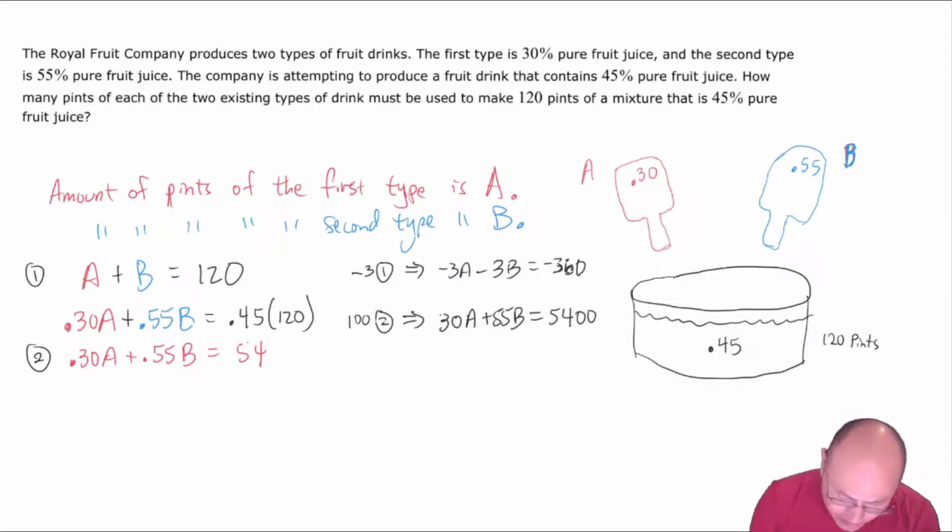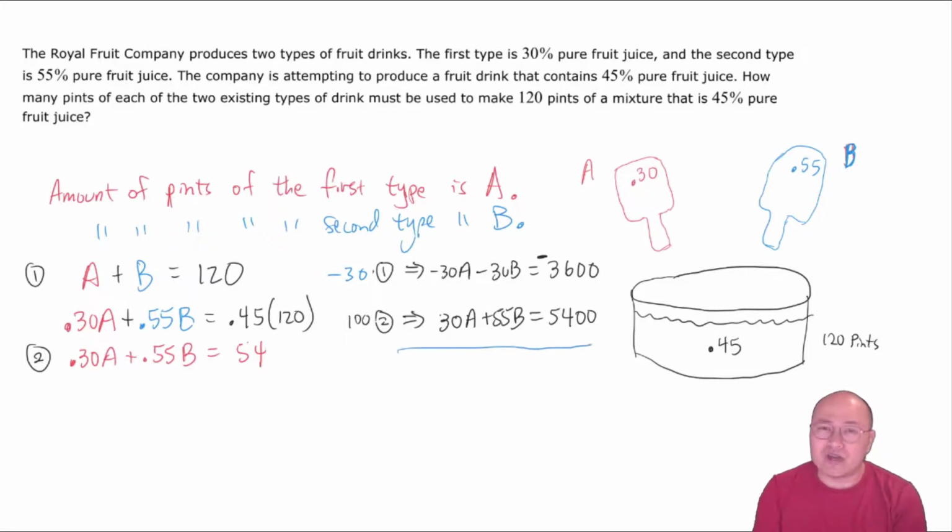Oh, I apologize. I didn't mean to multiply equation 1 by negative 3. I really should multiply equation 1 by negative 30. So why don't we change that? That way we get negative 30A, and then we get negative 30B is equal to negative 3,600. Now we're ready to do the addition method.